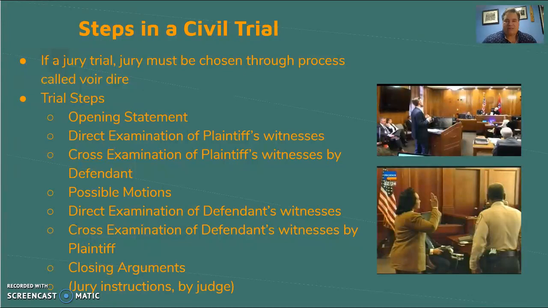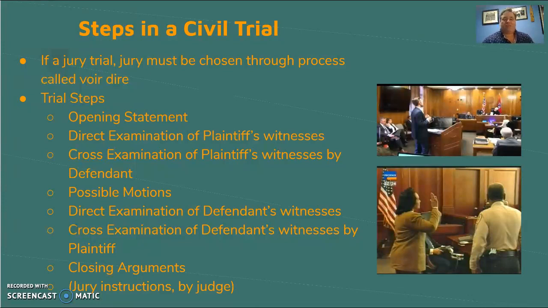And then you proceed with a direct examination of the plaintiff's witnesses. The plaintiff calls witnesses to talk about what they saw. Now, remember, we also took depositions of those same witnesses, so if they deviate from what they previously said, the cross-examination by the defense can trip up the witness and cause them to lose some credibility with the jury and the court. Again, after direct examination and cross-examination of the plaintiff's witnesses, there might be some motions filed, motion for summary judgment, that kind of thing.